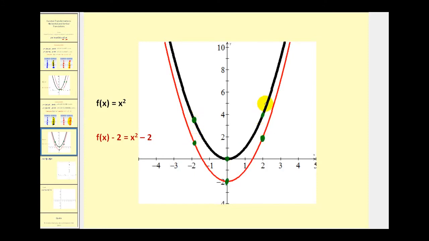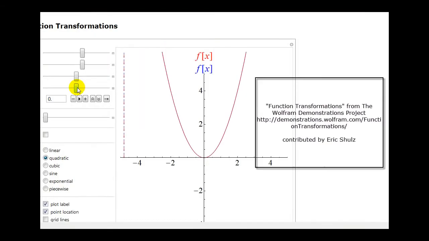Let's go and take a look at an animation of this as well. So as we change the value of d, we'll see how it affects the graph. The translated graph will be in blue. As we increase d, the function is shifted upward. And if we have f of x minus d, the function is shifted down from the original.